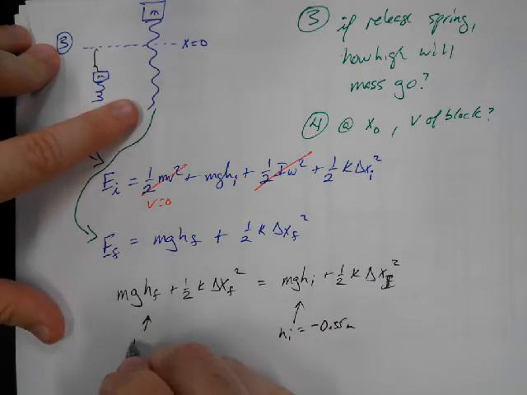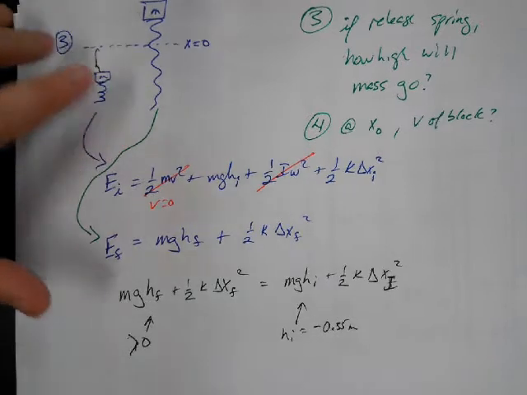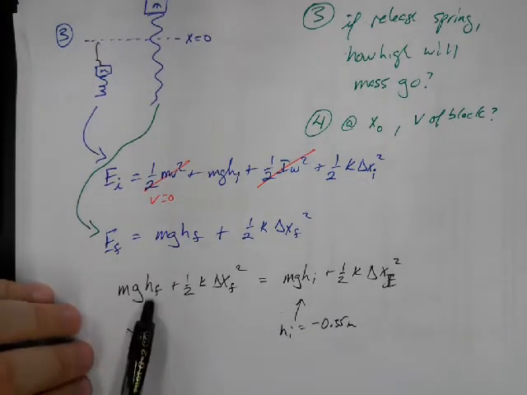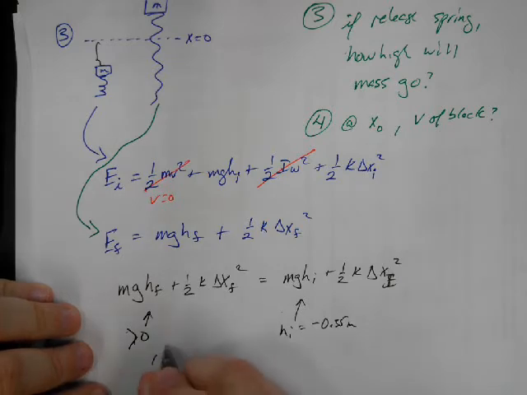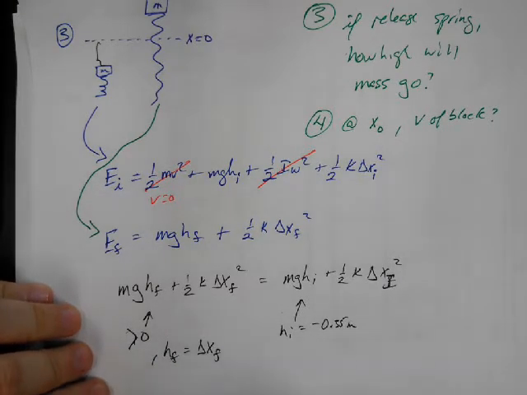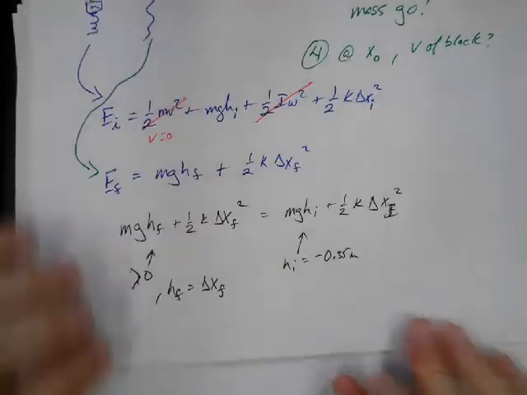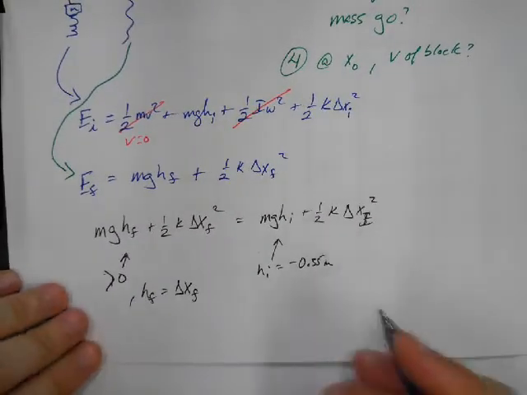This should be greater than 0. We don't know what it is, but we expect it to be greater than 0. And whatever this is, h final should be delta x final. Okay, so that lets us start plugging in numbers here.